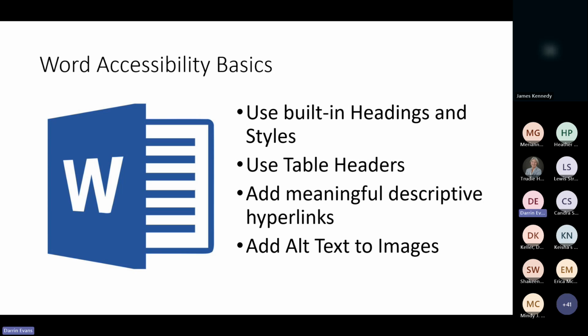And like I said, most of us sat down in front of the computer, started typing in Word, and then kind of figured things out. But once we really become efficient at using Word, we end up creating accessible documents just because it saves us time, because we build that structure. So Word accessibility basics: we want to have table headers. We want to use those built-in headings and styles. We want to have descriptive hyperlinks, and we want to add some alt text to our images.